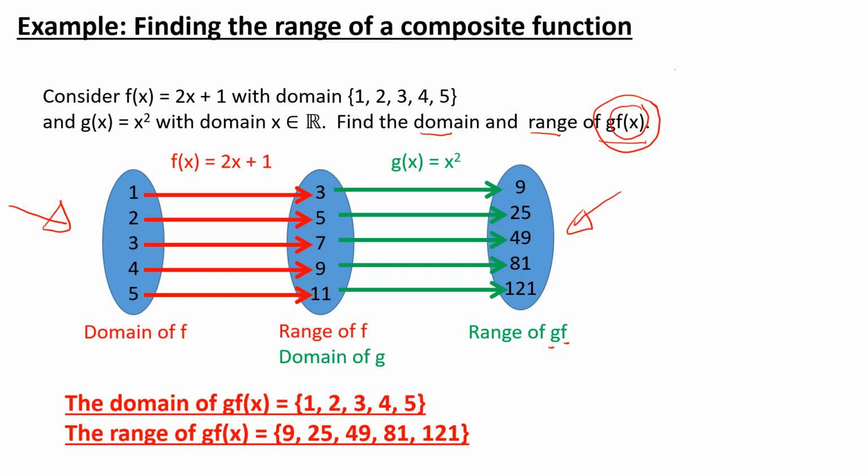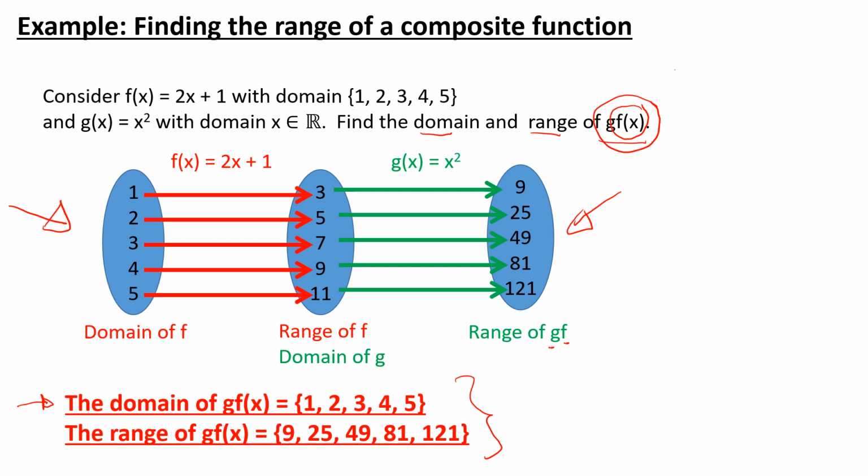So at the very beginning, I put in the numbers 1, 2, 3, 4 and 5. So this is the domain of the composite function. The domain of gf of x is 1, 2, 3, 4 and 5. Then for my range, what numbers did I get out at the very end? I can see that the range of my composite function is 9, 25, 49, 81 and 121. So these are my answers for the domain and range of the composite function.